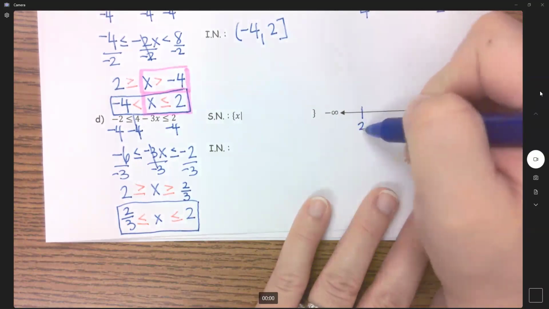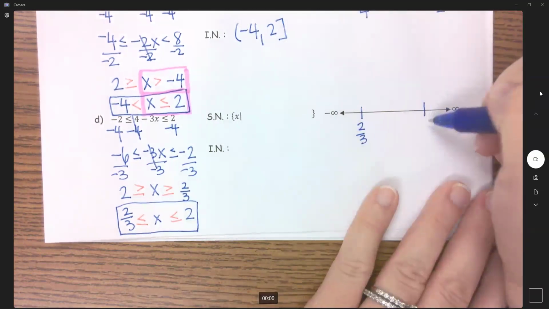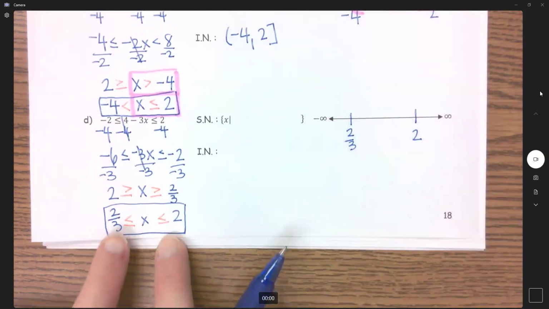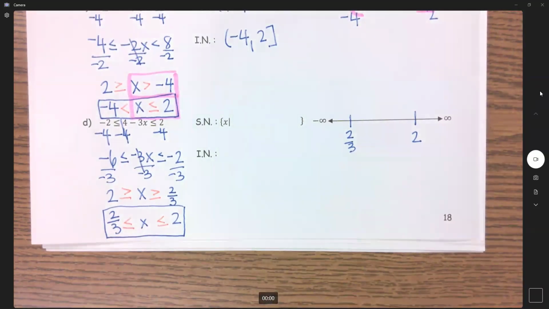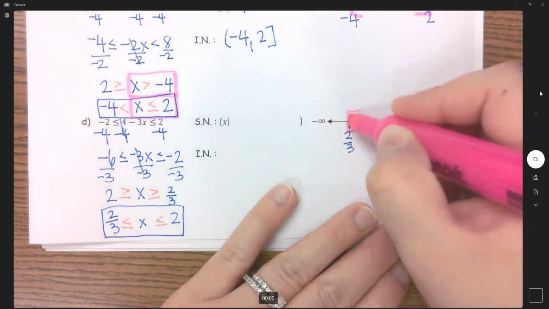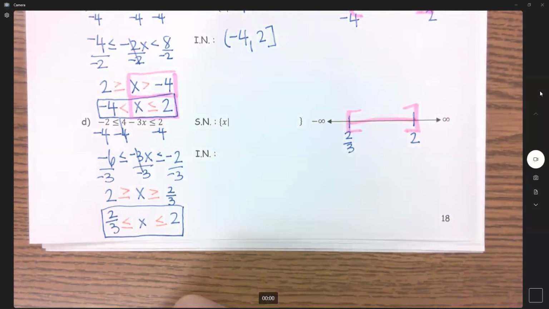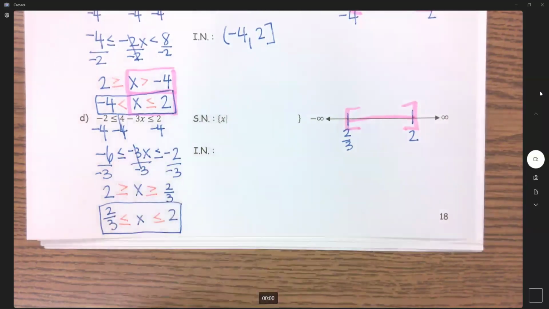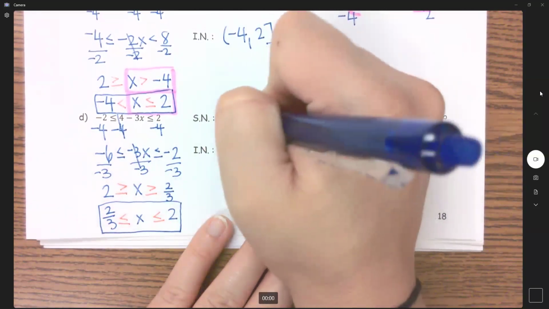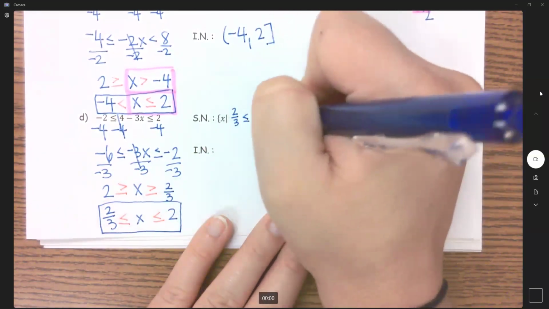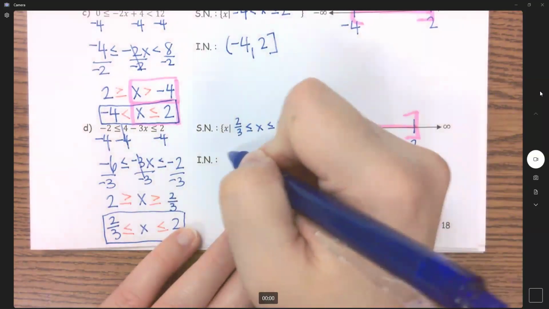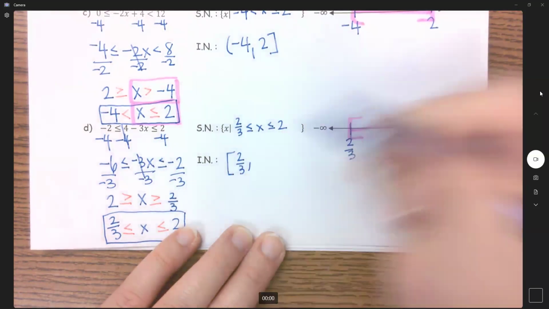Okay, so we have 2/3 and 2. They both are or equals to, and we're talking about everything in the middle. We have brackets, and everything in the middle. The set notation is this right here. And then interval notation, we have bracket 2/3 to 2.